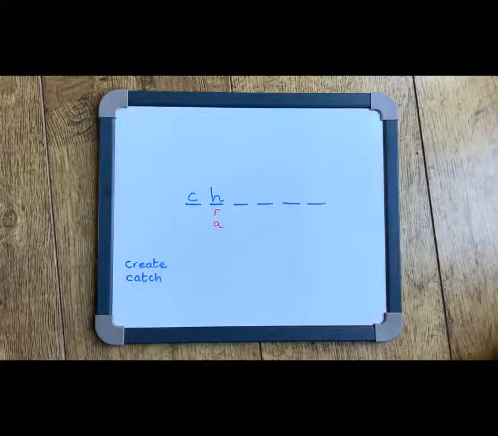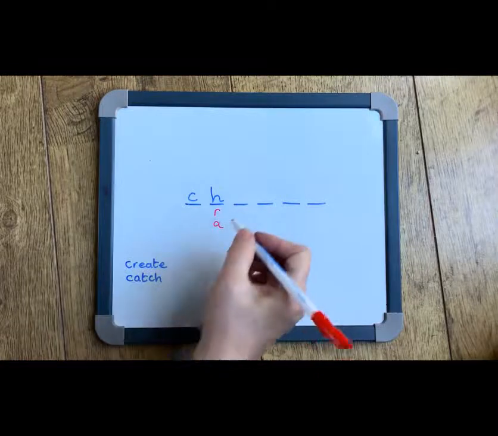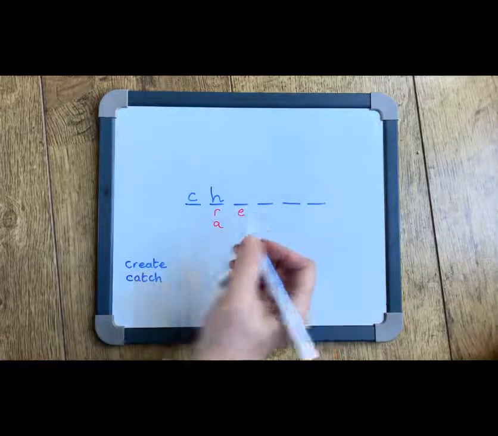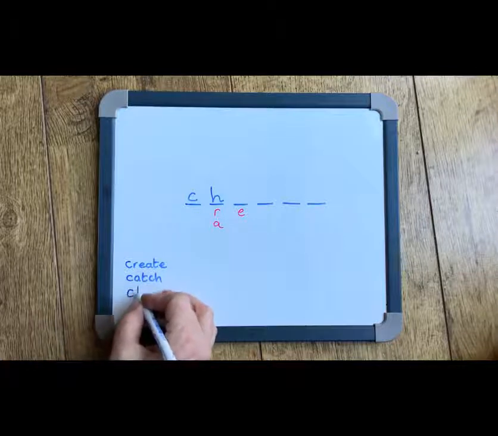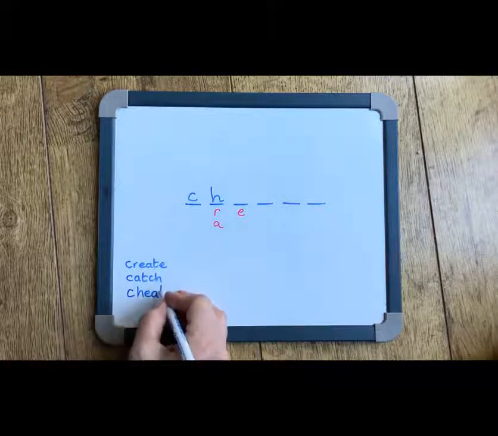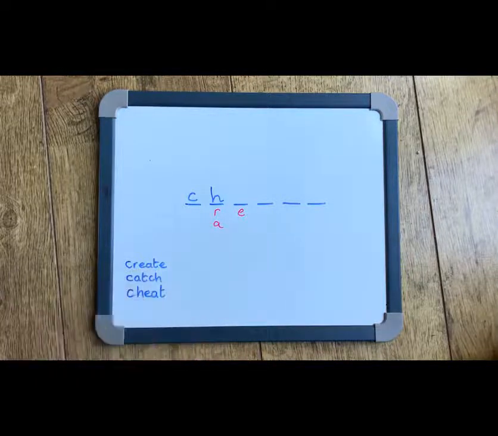So they might say E. And you'd say, it's not E next, but what word were you thinking of? And they could say cheat. So you're building up a nice collection of words here that it actually could be.